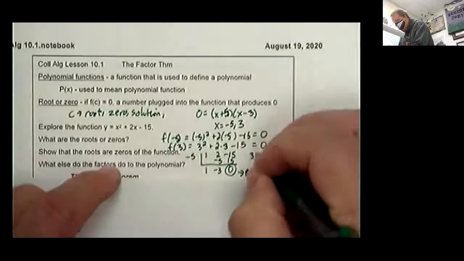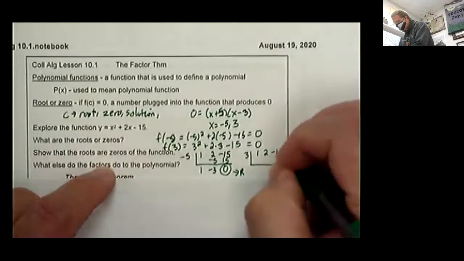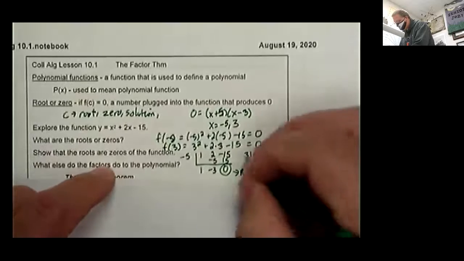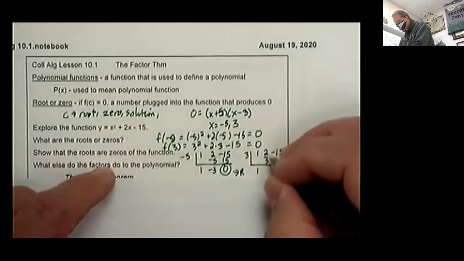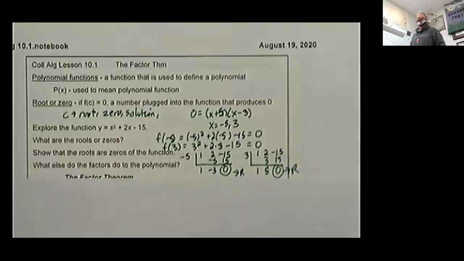Let's see what happens if we did the same thing with 3. With 1, 2, and -15. We're going to drop the first number, 1. 1 times 3 is 3. 2 plus 3 is 5. 5 times 3 is 15. And again, we get a remainder of 0.